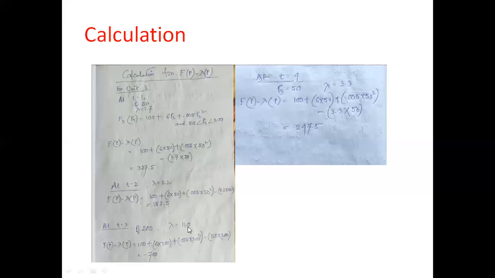and lambda is 11.0. Just putting those values in this equation of P3, that is 200, and the value of lambda into P, that is 11.0 into 200, we are getting the value of minus 700. At t equal to 4, again the unit 3 is in off condition, so the value of P3 is 50 and lambda is 3.3. Just putting those values of P3 in this fuel cost equation, and minus lambda into P, that is 50, we get 247.5.